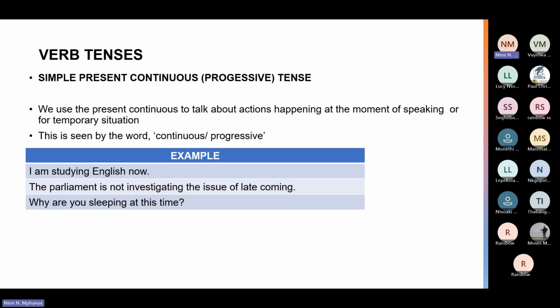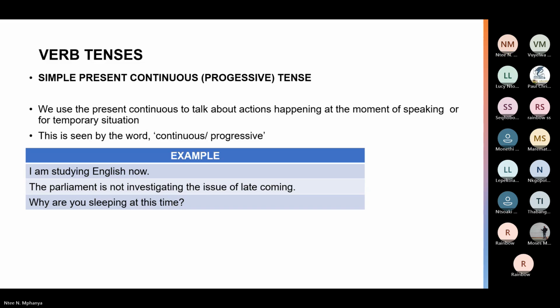Then the second one: the parliament is not investigating. Investigate as a verb takes ing in the present continuous tense, and it is supported by what? By the auxiliary is if our subject is in the third person singular.